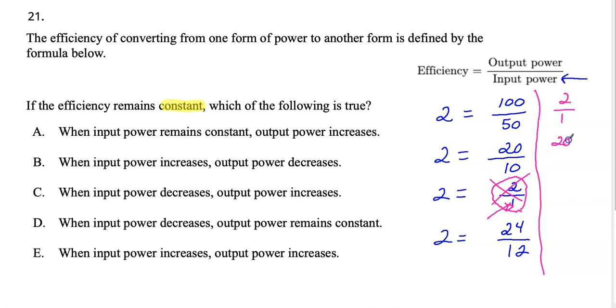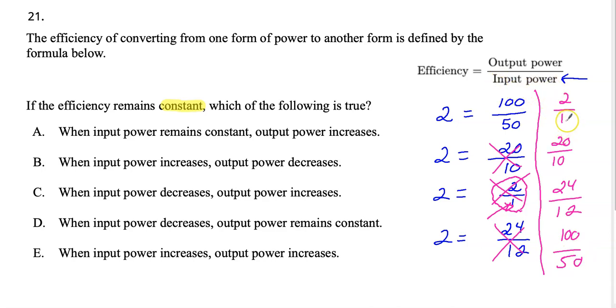So 20 over 10. What's the next smallest input power, 50 or 12? Well, it's 12. So I'm going to write this ratio next, 24 over 12. And the largest input power is 50. So I'm going to write 100 over 50 next. So I just ordered these from smallest to largest with my input power.